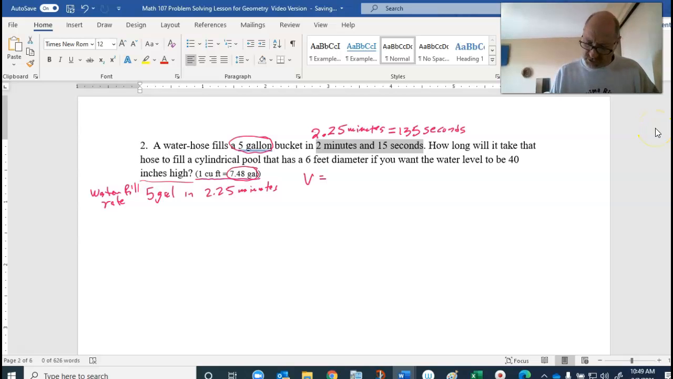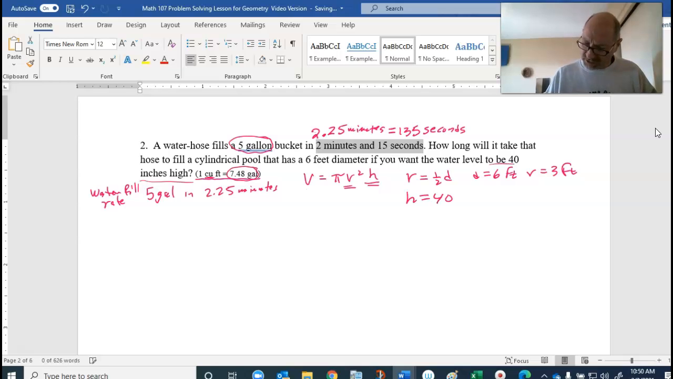And by the way, notice that cubic feet is a volume, right? And gallons is a volume. Remember, the cubic units are volume units. So the volume is equal to pi r squared times h. Now r is 1/2 of the diameter. Since the diameter is 6 feet, then the radius is equal to 3 feet, right? And we've got to have radius and height for our volume formula. The height is 40 inches.